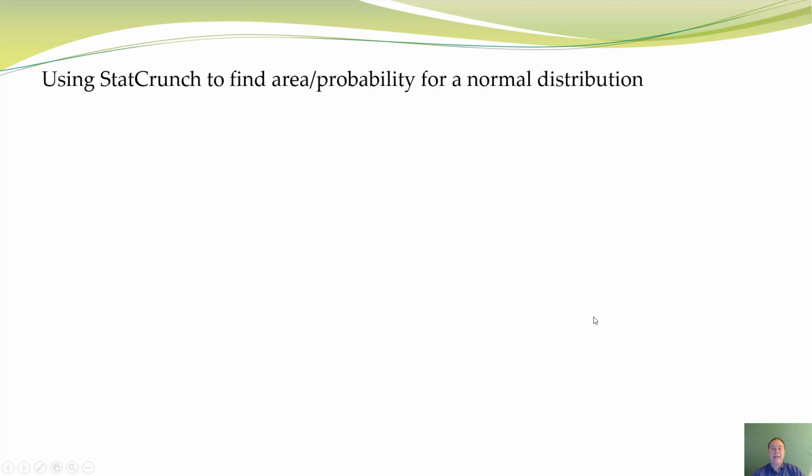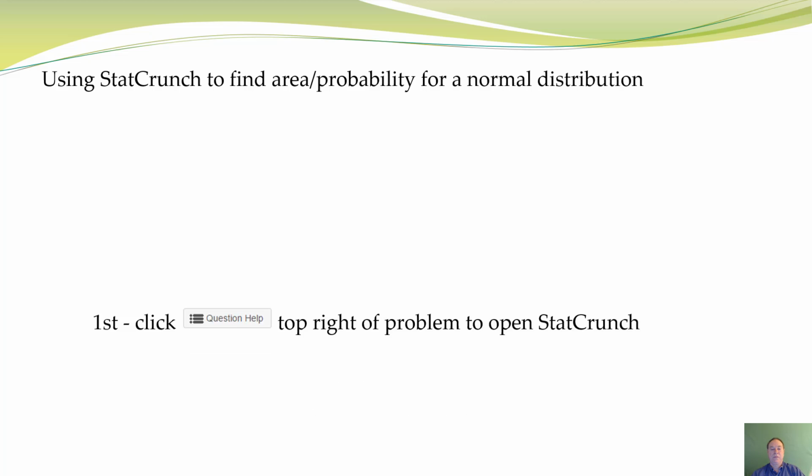Now, using StatCrunch to find area probability for a normal distribution. We've been dealing with the standard normal distribution. Now we're going to do the normal distribution. The only thing different between the normal distribution and the standard normal distribution is you're going to have to put a value in for the mean and a value for the standard deviation. But other than that, everything else works the same.